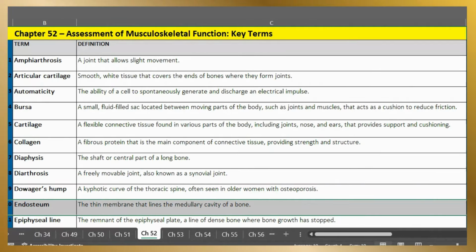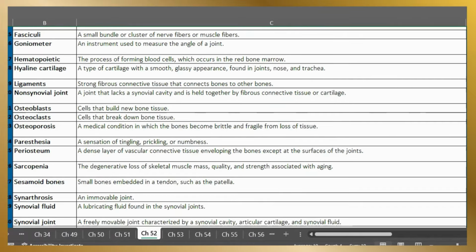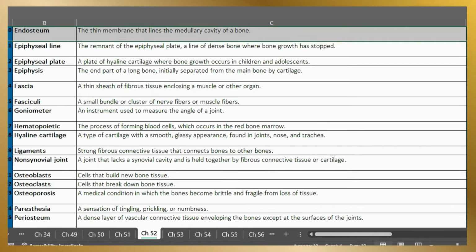Endosteum, it's a membrane lining the inner bone cavity. Endo, it's the inside, lines the marrow cavity.